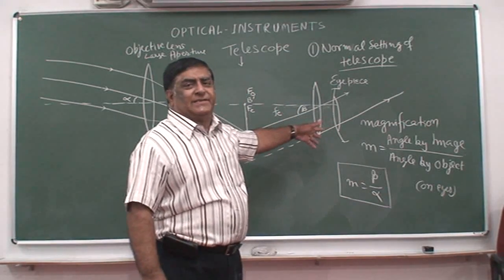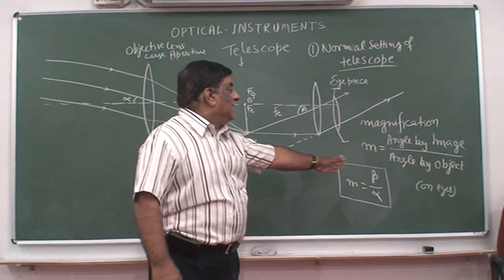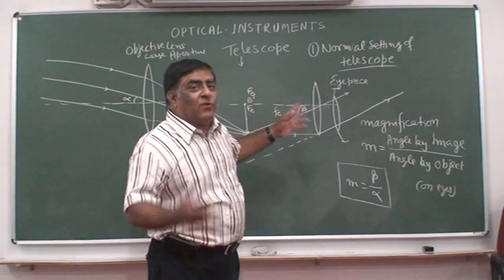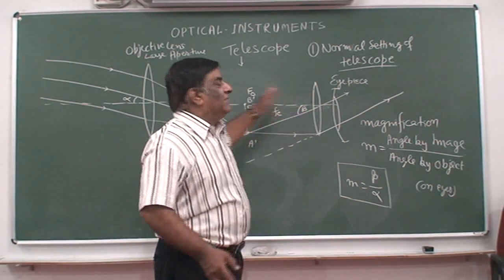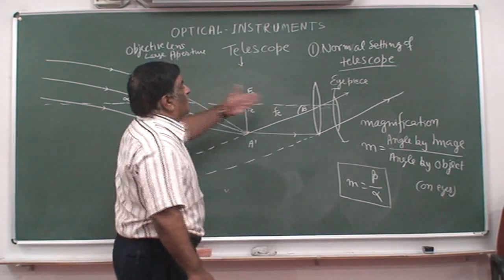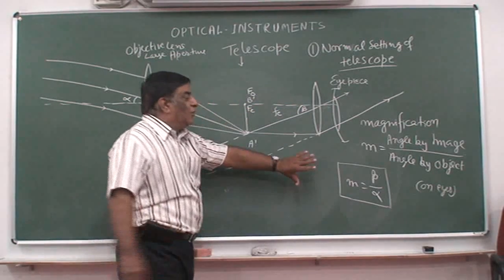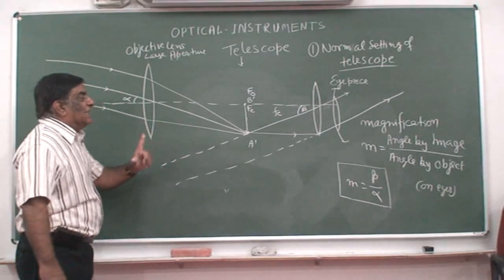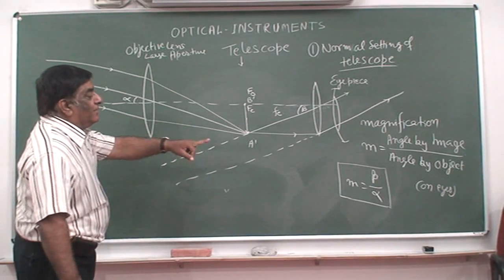But how do we measure it? We don't understand this language, we can't measure this. What we know are focal lengths: the focal length of this lens, the focal length of this lens. So we want to convert it. Okay, we do a little derivation for that.